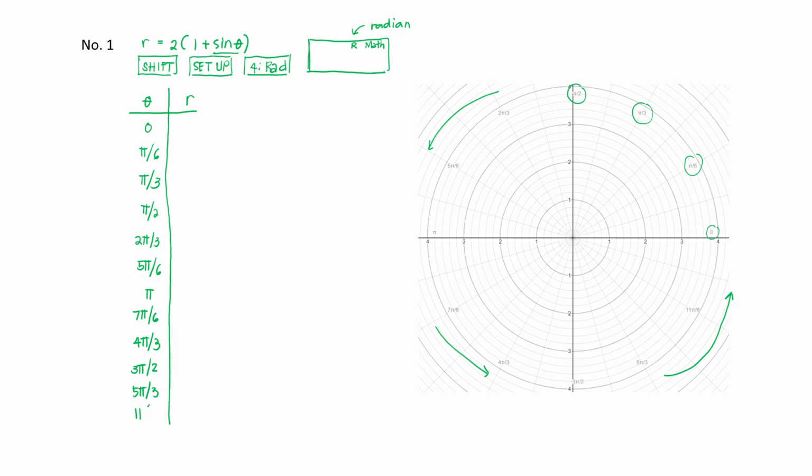Then lastly is 11 pi over 6. So we won't be including 2 pi because 2 pi is equivalent to 0, right? It's 2 pi or 0 only. Okay, so once you have created your table for your values of r, this is the time that you're going to use your calculator again. So input your values one by one.